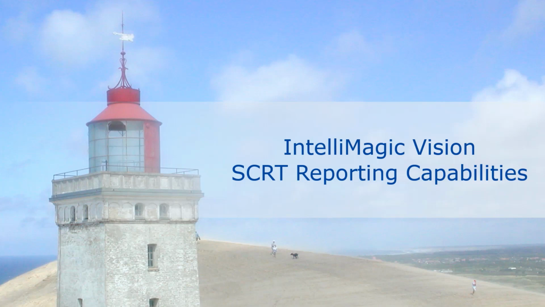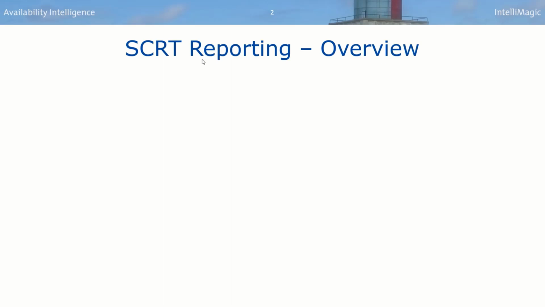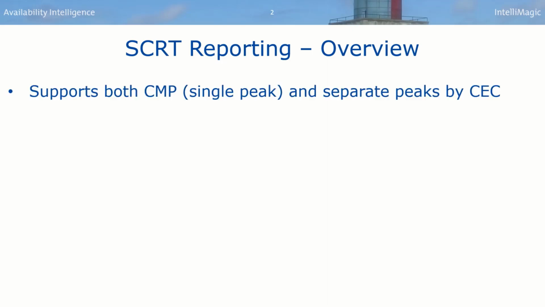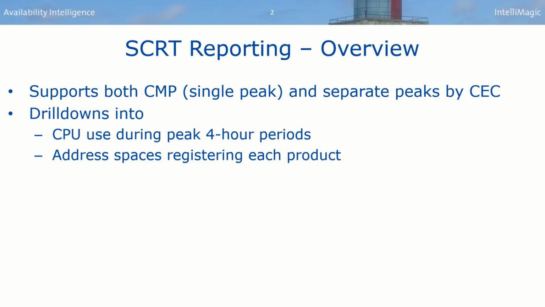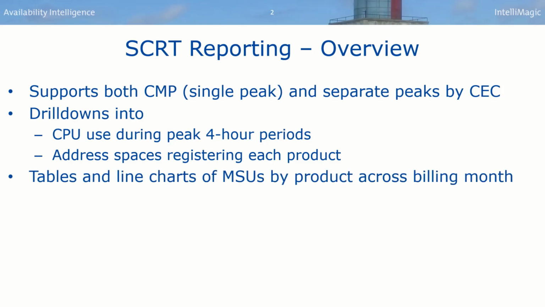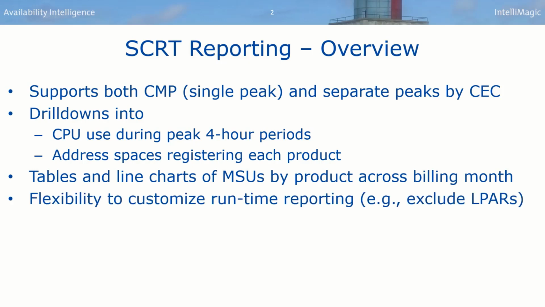So IntelliMagic Vision is designed to give you visibility into SCRT and SMF89 usage data to help you manage and ideally reduce your MSU consumption through support of both CMP, Country Multiplex, which has a single peak, and Legacy SCRT that has separate peaks by LPAR, through drill downs including CPU use during peak 4-hour periods and address spaces that are registering each product, through tabular and graphical views of MSUs by product across the billing month, through runtime reporting that gives you great customization flexibility.